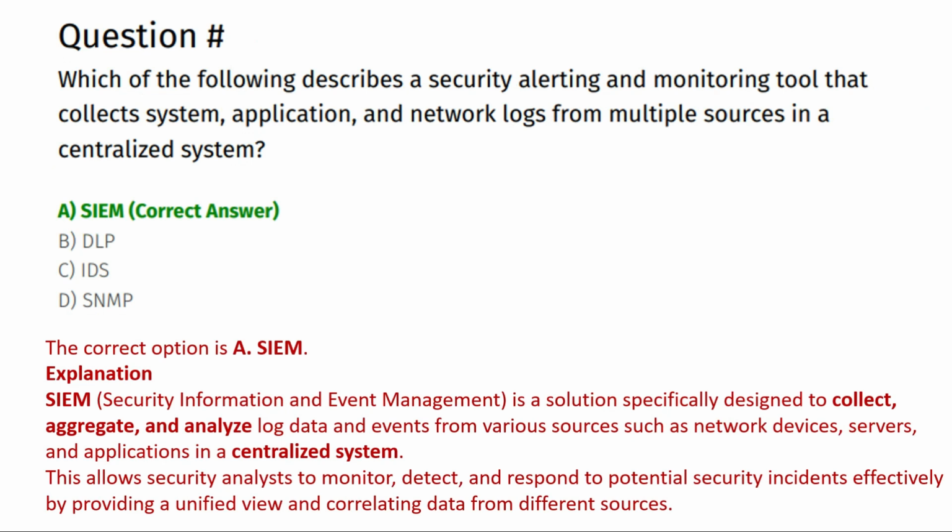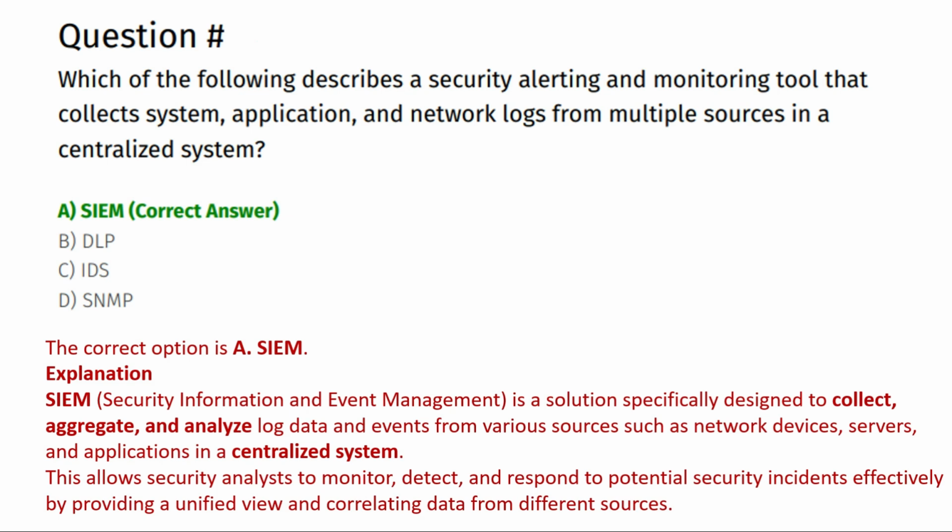The next question is, which of the following describes a security alerting and monitoring tool that collects system, application, and network logs from multiple sources in a centralized system? Option A, SIM. Option B, TLP. Option C, IDS. And option D, SNMP. And the correct answer for this question is option A, SIM, Security Information and Event Management.